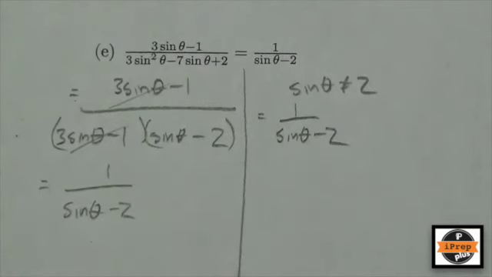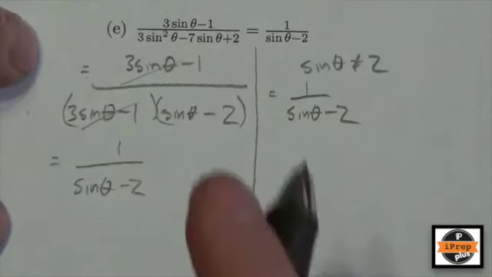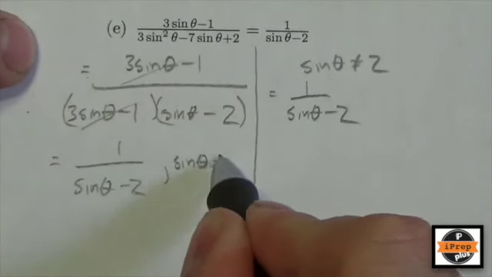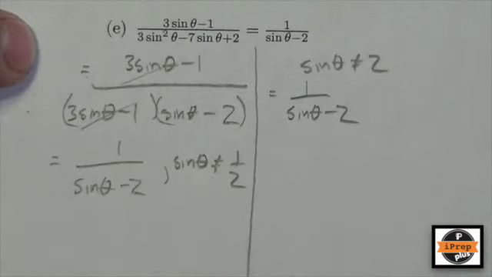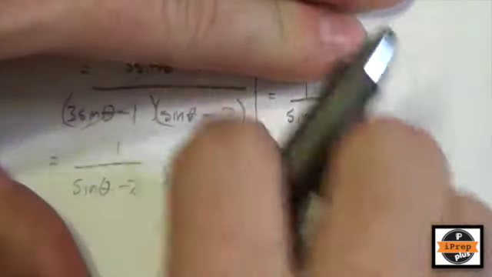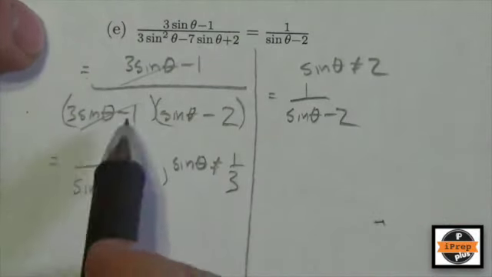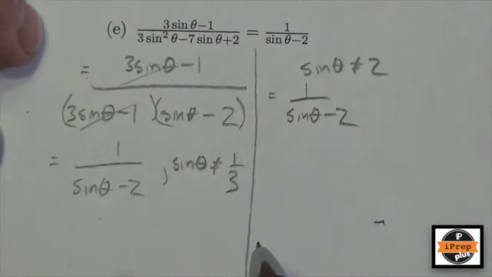However, that only happens so long as the sine of theta does not equal positive 1, whoops, it's not 1/2, sorry. Not 1/2, but 1/3. So this is only true so long as the sine of theta does not equal 1/3. Now, I can find out what the angles are that correspond to that.